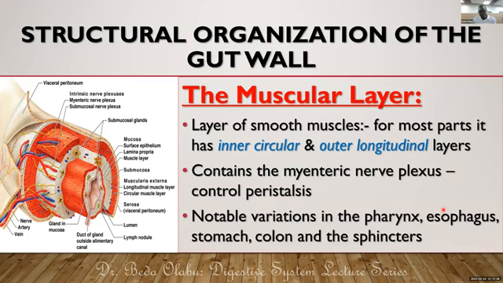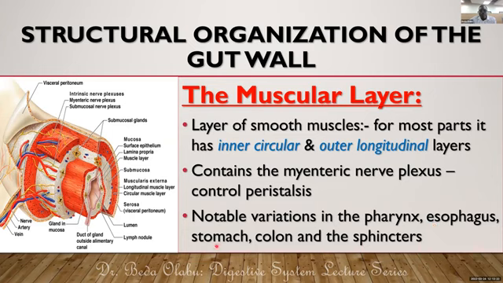How about the esophagus? The esophagus takes this general concept of inner circular, outer longitudinal, but the exceptions are this. The upper esophagus is made up of skeletal muscles. The lower third of the esophagus is made up of smooth muscles. The middle third of the esophagus is a mixture of skeletal and smooth muscles. So that's the unique thing about the muscular layer of the esophagus. Upper third skeletal, lower third smooth, middle third mixed.